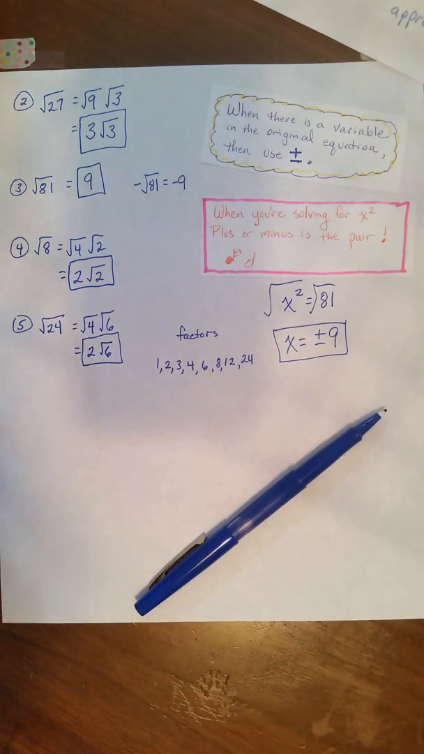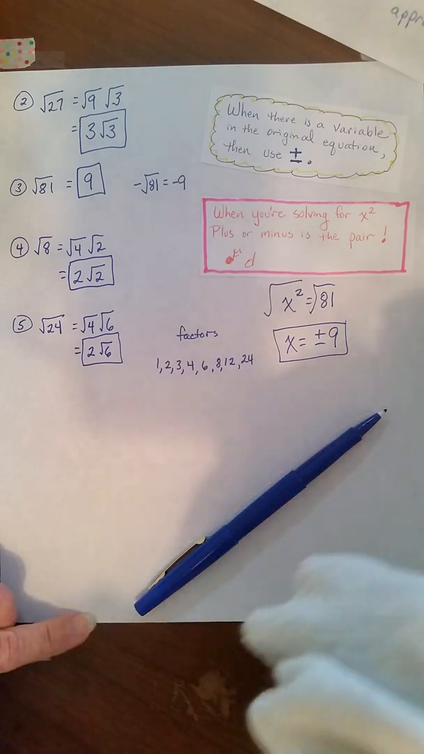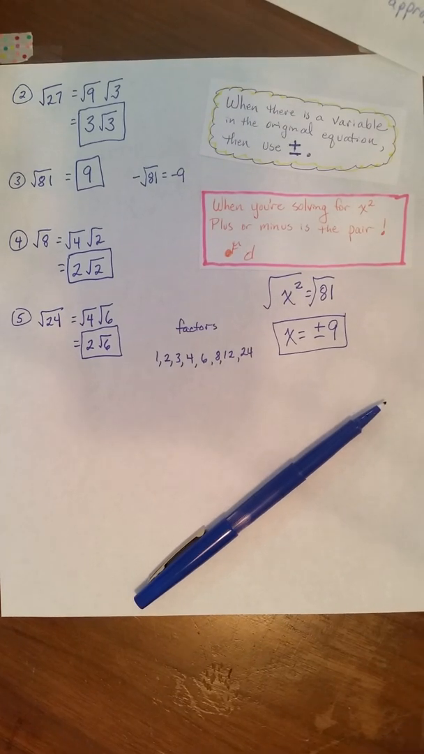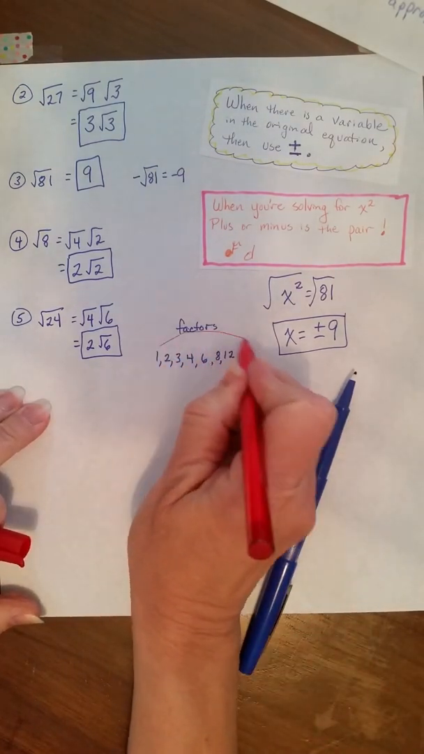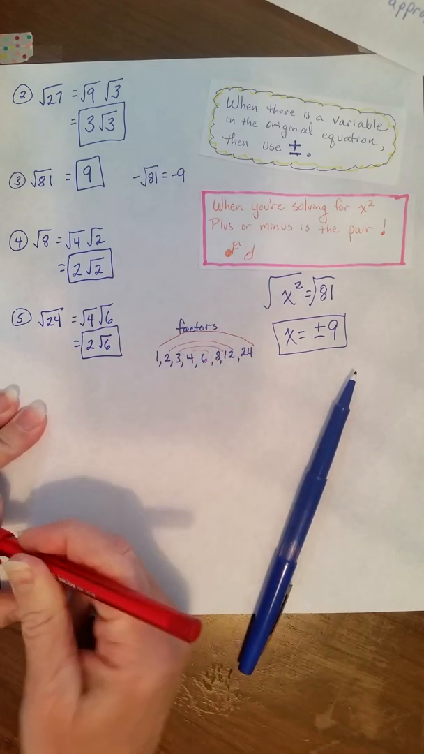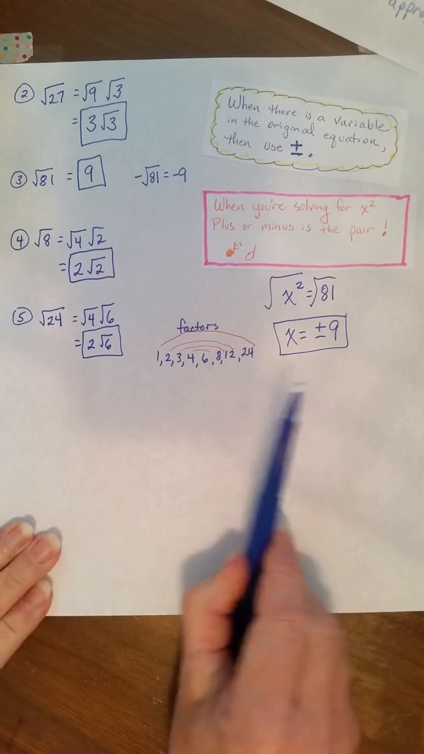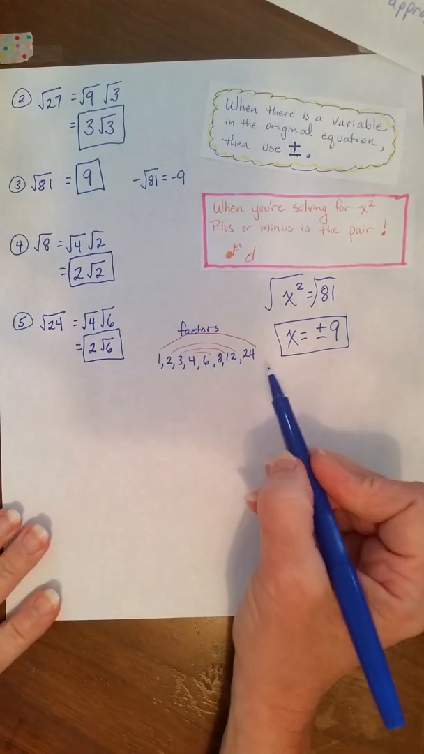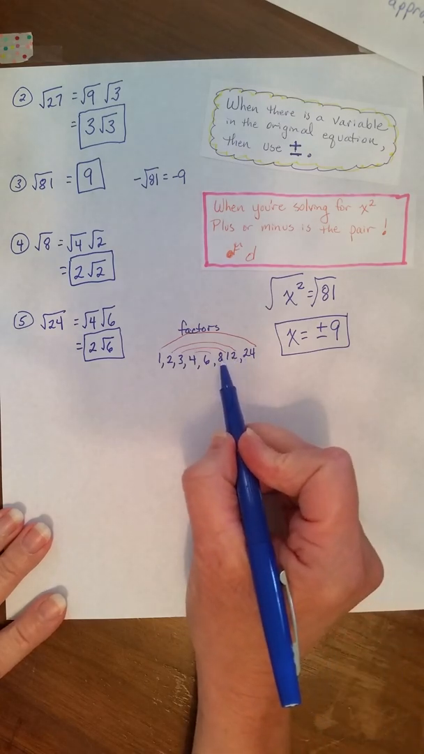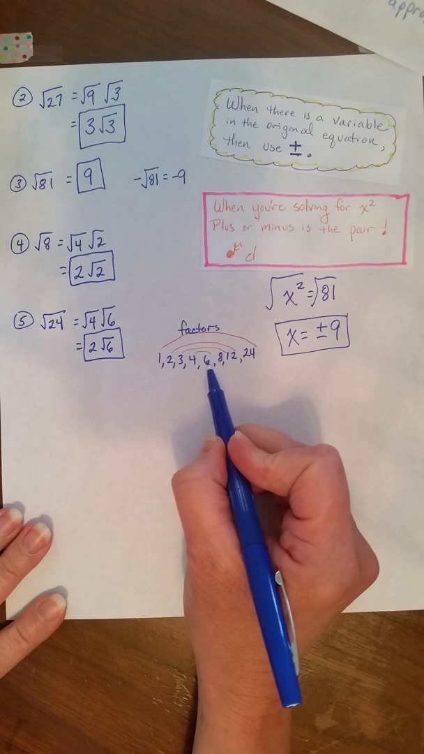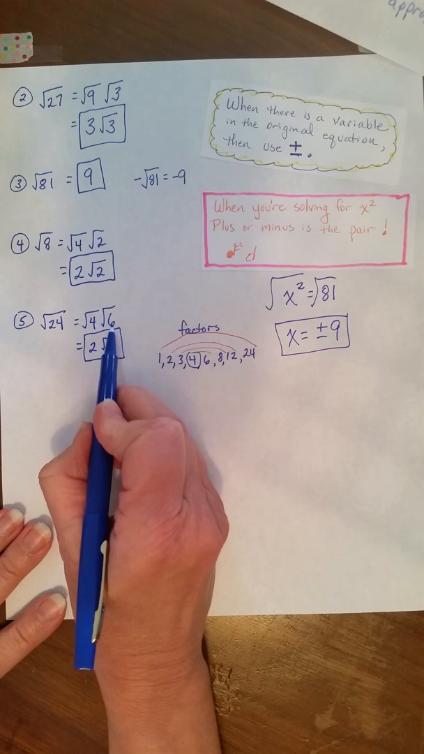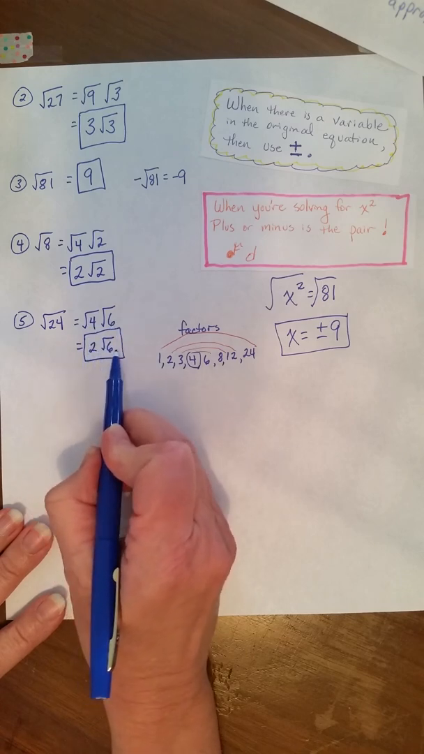In my mind I was thinking of the rainbow factorization, where you pair 1 and 24, 2 and 12, 3 and 8, 4 and 6. Those are our factors of 24. I'm looking for a factor of 24 that's a perfect square, and we want the largest one. 12 is not a perfect square. 8, not a perfect square. 6, not a perfect square. 4 is a perfect square. So we split it up as 4 times 6. The square root of 4 is 2, and I'm left with root 6.